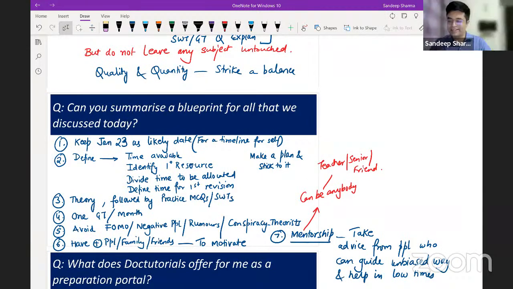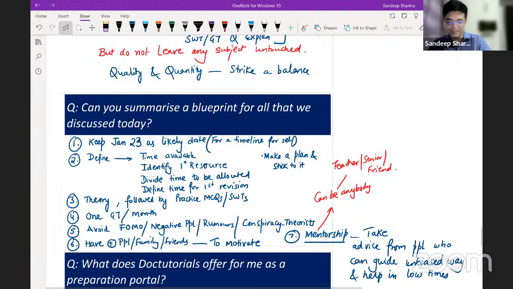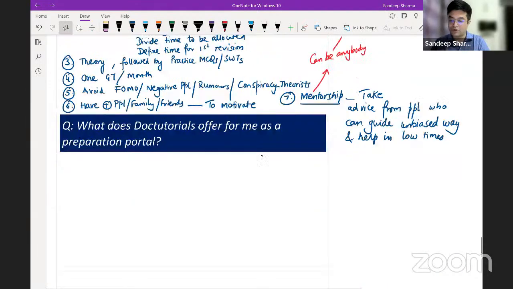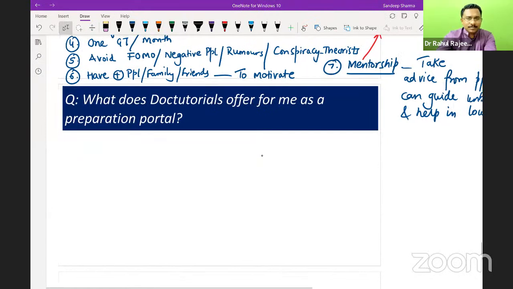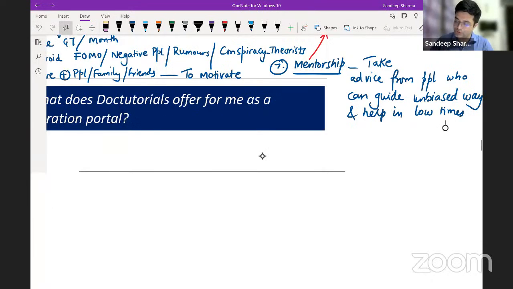Yes, sir. Very rightly said, sir. Sir, can you just also throw some light, just a few lines, on what DocTutorials offers for me as a preparation portal? This is because we are talking on DocTutorials' channel, and there are certain things which students can find beneficial in case they are in a dilemma.